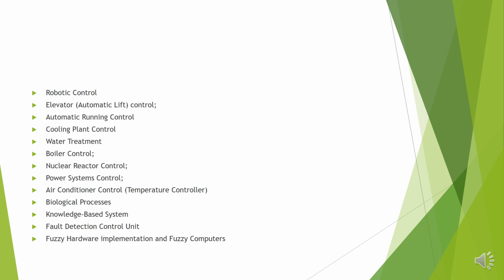Then biological processes, knowledge-based systems, and fault detection control units. This fault detection control unit is used in all the units, like plants, and even in automobiles. If you verify the operation of the car, and any fault is there, before it goes further they will check and detect the fault. Fuzzy will do that. And then finally fuzzy hardware implementation, also fuzzy computers. These are the number of applications where it is involved.